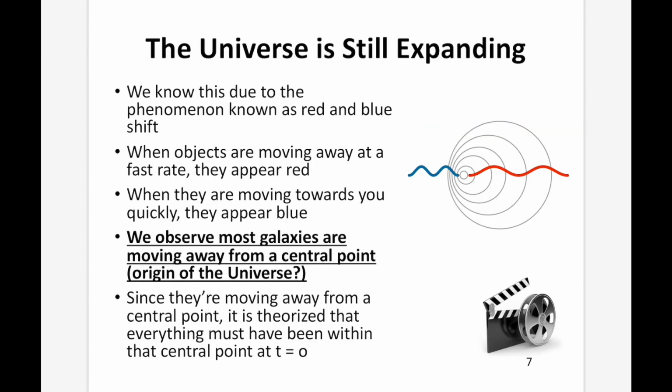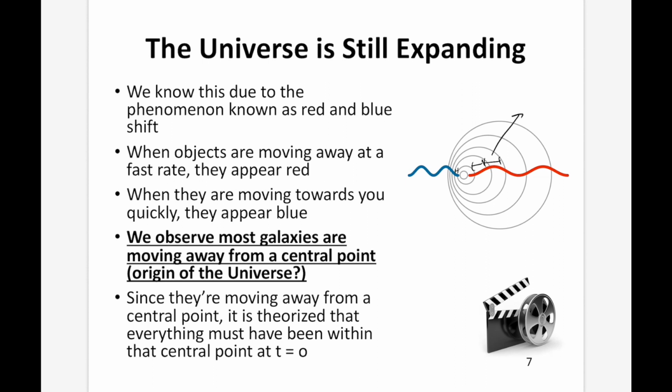Now, the universe is still expanding. We know this due to the phenomenon known as red and blue shift. When objects are moving away from you at a really fast rate, they appear red. And that's going to be shown in this diagram here on the right. So as our wavelengths get spread out, you can see the distance here is larger than the distance here. So with these larger wavelengths, we're going to get a shift towards red.